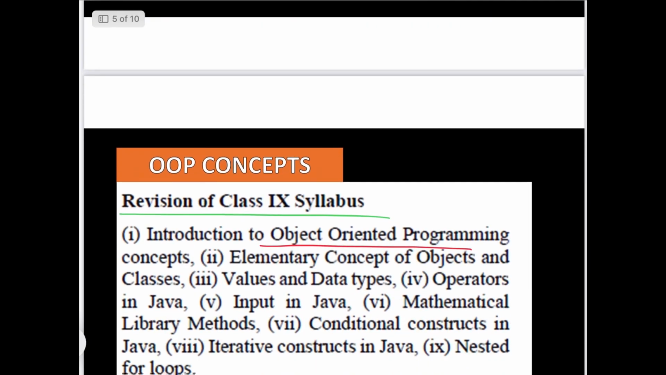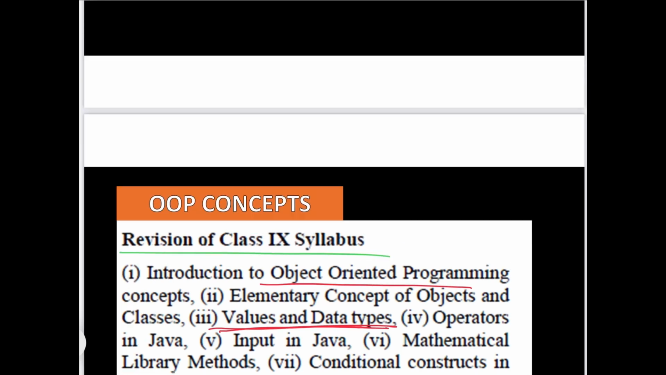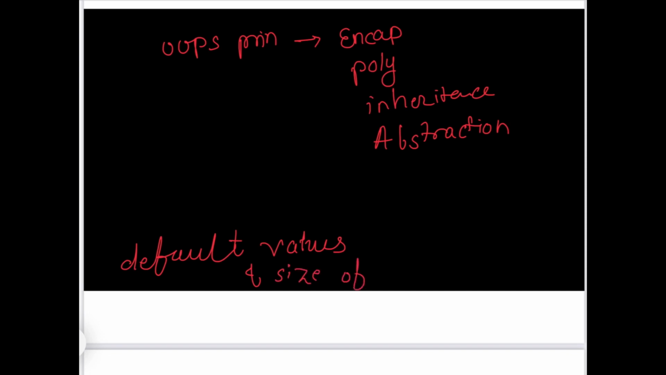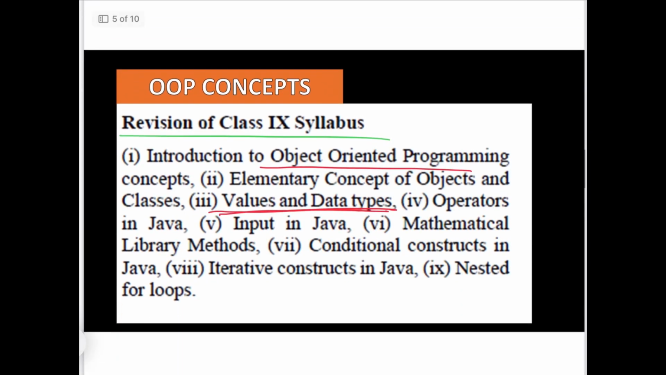Next, values and data types. Now in values and data types, you have to remember the default values of all the primitive data types and the sizes of primitive data types. You should remember the default values and sizes of primitive data types.